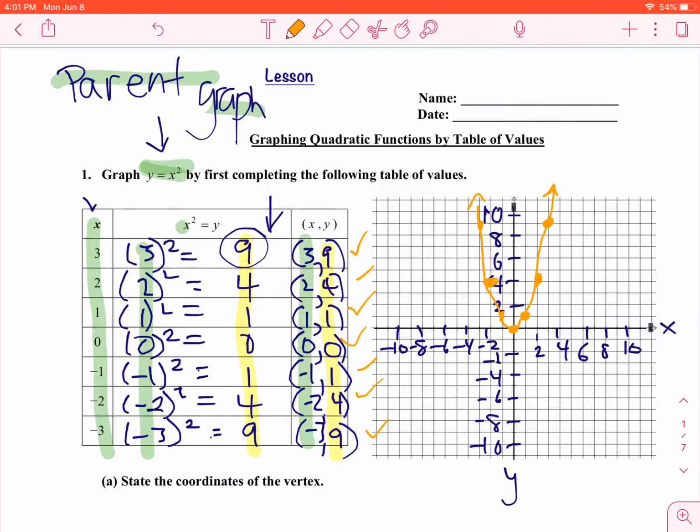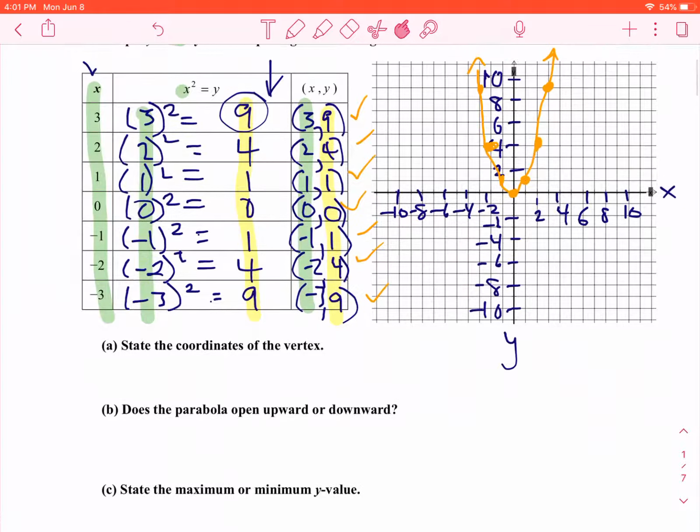Now we're going to answer a couple questions about them. State the coordinates of the vertex. Remember, your vertex is that important point where it changes directions, okay? So this is a vertex at 0, 0. Does the parabola open up or down? Remember, if it opens up, you're smiling. If it opens down, you're frowning. So in this case, this parabola is opening upwards.